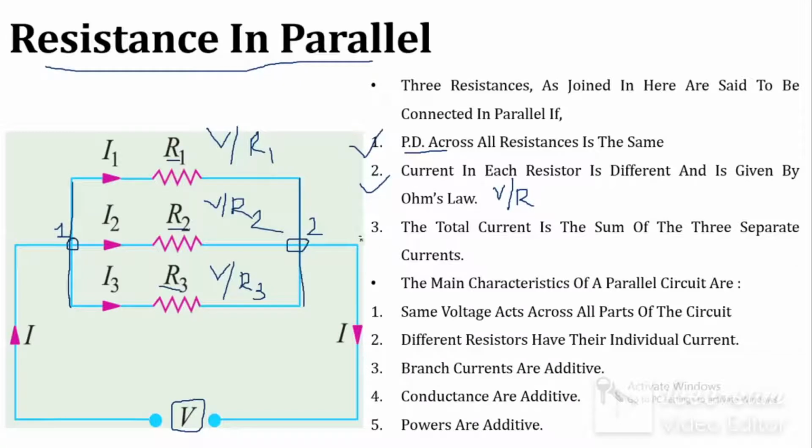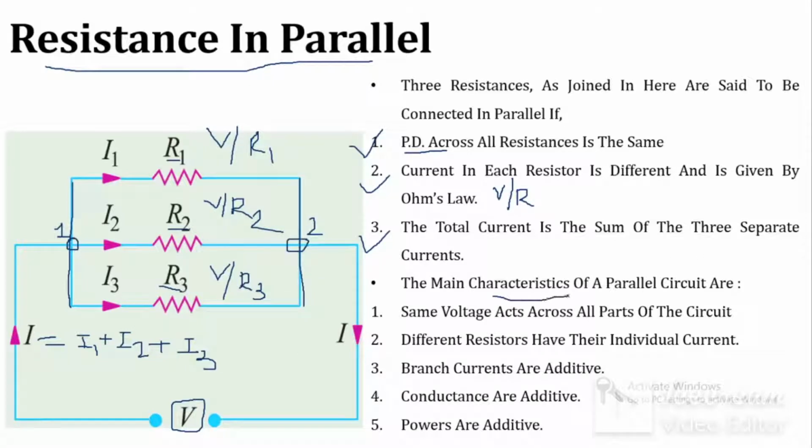Now third point, the total current is the sum of the three separate currents. So I is equal to nothing but the summation of I1 plus I2 plus I3. So the total current is the summation of these three separate currents.